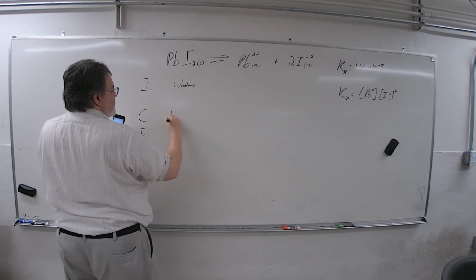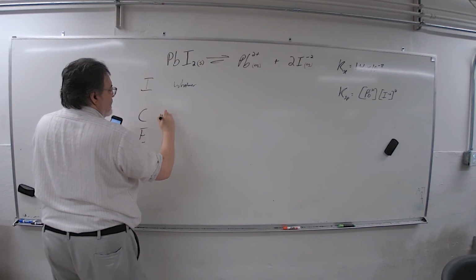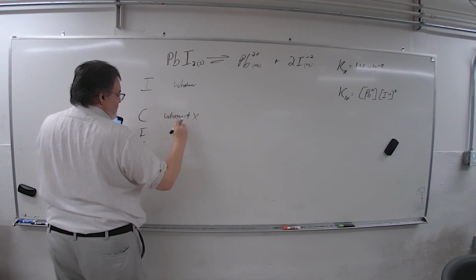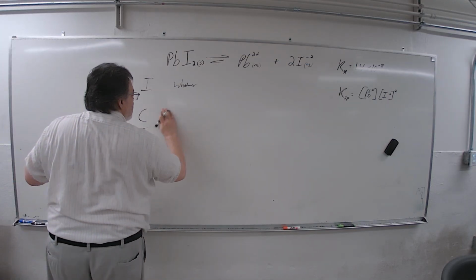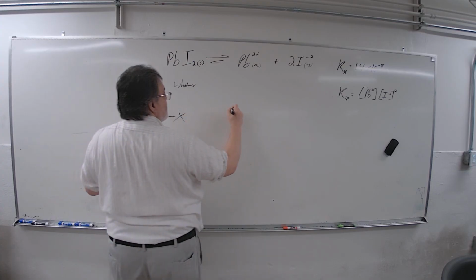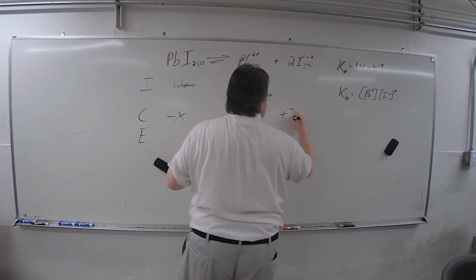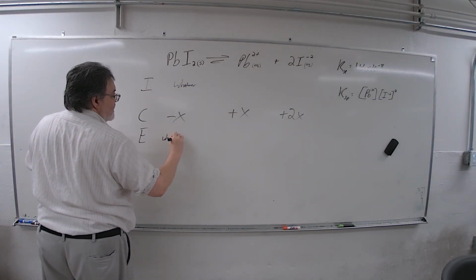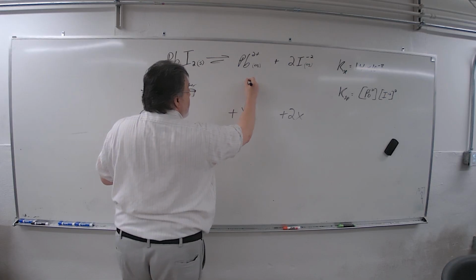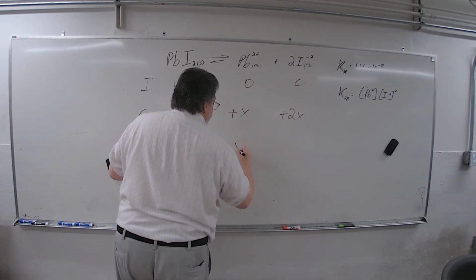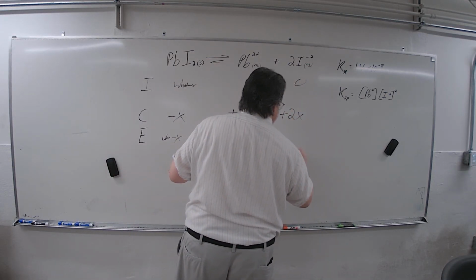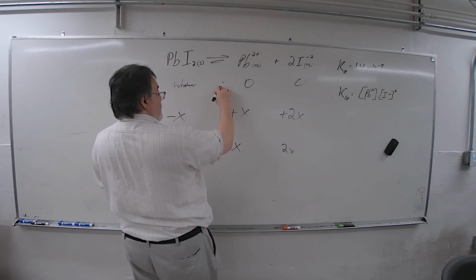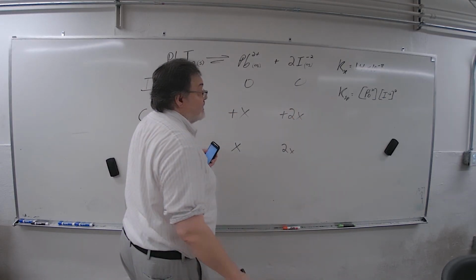So whatever plus X, I'll say this is minus X, this is plus X, and this is plus 2X. So this is whatever minus X, but that's not going to show up anywhere. These were 0, so this one is X, this one is 2X. 0 plus 2X is 2X. 0 plus X is X. So now we have the values over here.